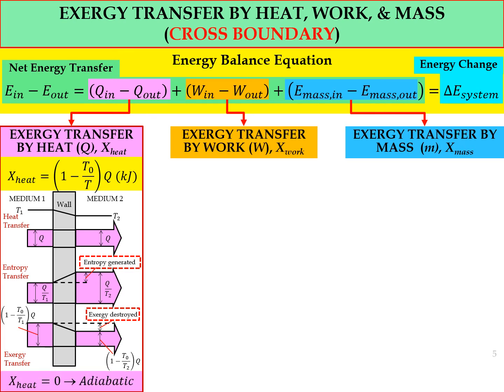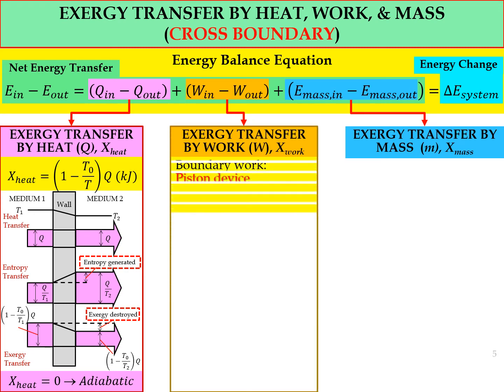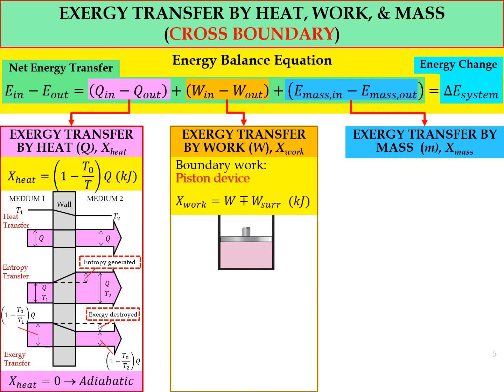And for the case of an adiabatic system, where there is no heat transfer in and out, the exergy of heat is equal to 0. Now we look into the exergy transfer by work. Boundary work of a piston device. Okay, so this is the exergy transfer by work.